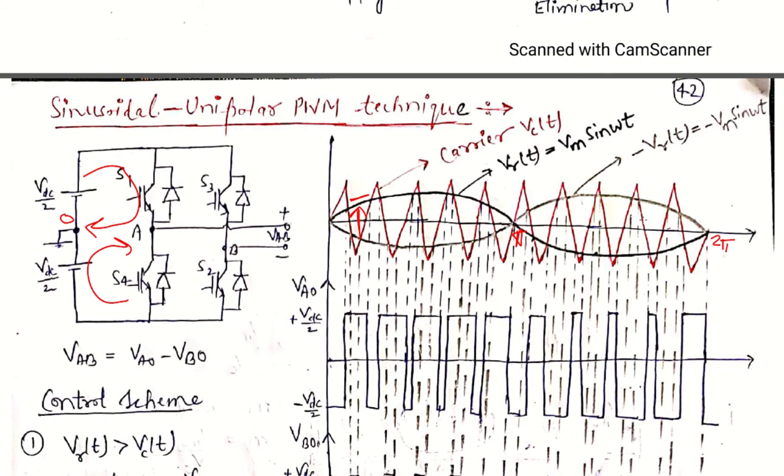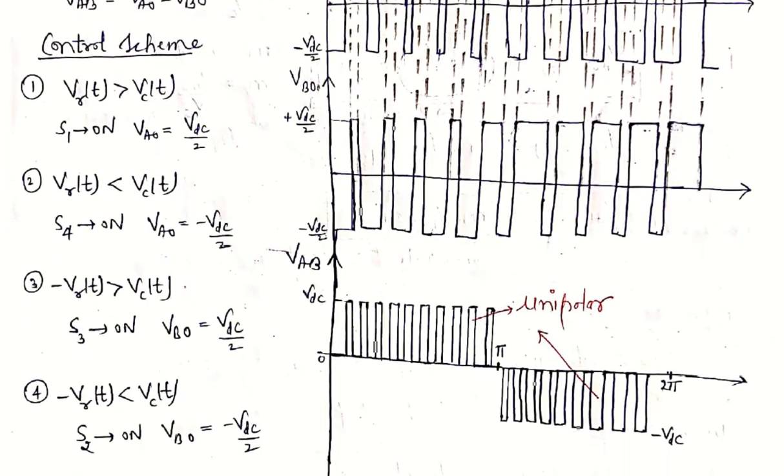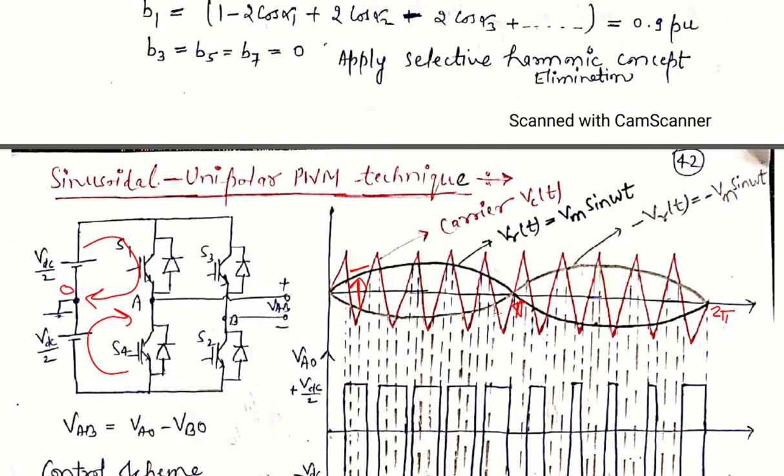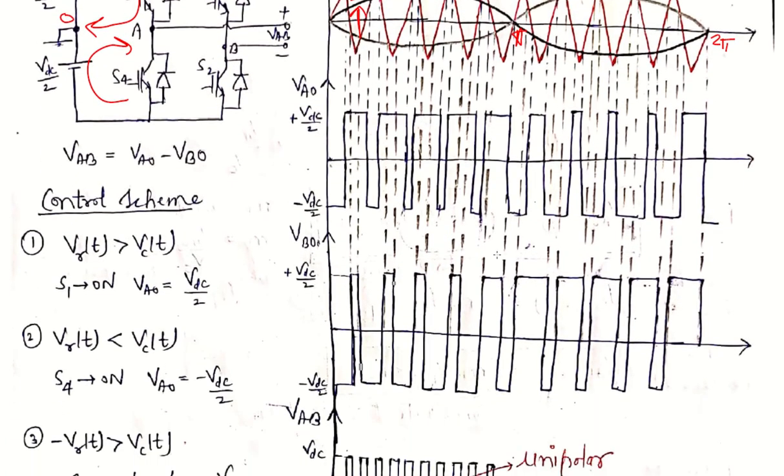So now we'll see the third logic, which is minus VR of t greater than VC of t. In this case, S3 will be on and VB0 equals plus VDC by 2. So in this case, we will compare this negative VR of t with this VC of t. If we compare this, we will obtain pulses and we will obtain this pole voltage VB0.